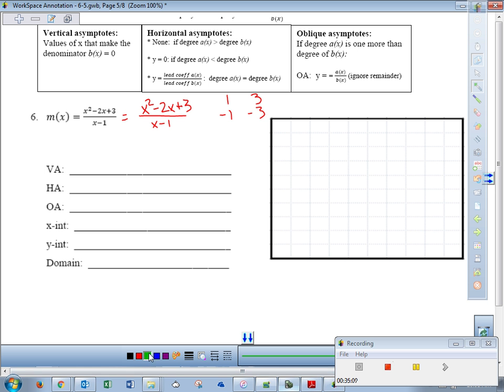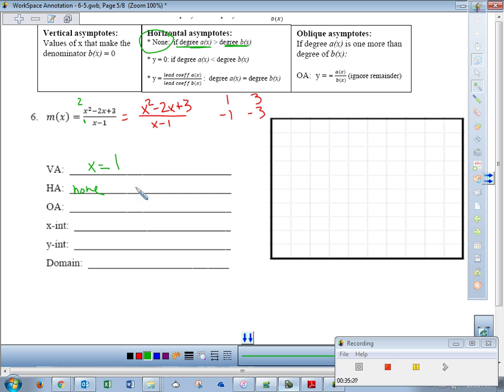Vertical asymptote, I won't have any holes in this situation because I'll never get an x minus 1 over an x minus 1, because the top doesn't factor, right? I'll never get that to happen. I will get a vertical asymptote at x equals 1. Horizontal asymptote. Let's see. Degree of this guy is 2, correct? Degree of this guy is 1. That's where the degree is bigger. So degree bigger, the degree is the denominator, meaning I have none.